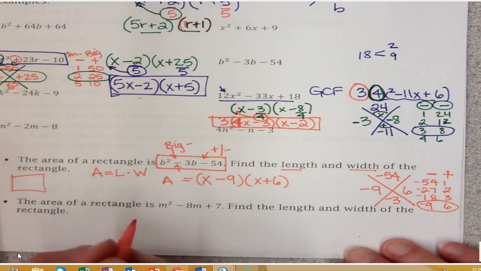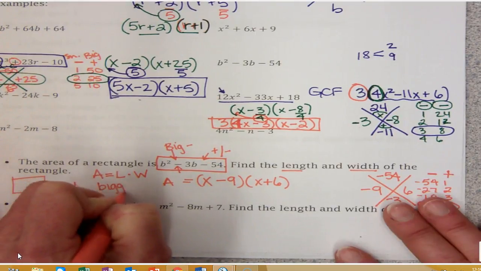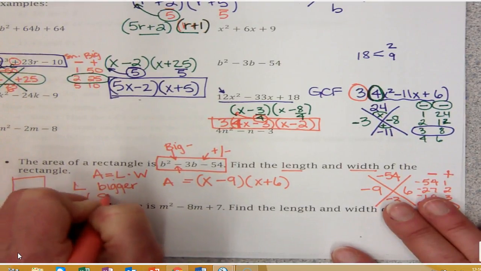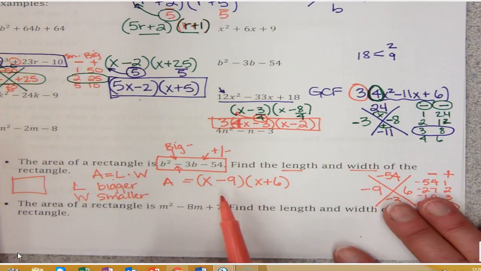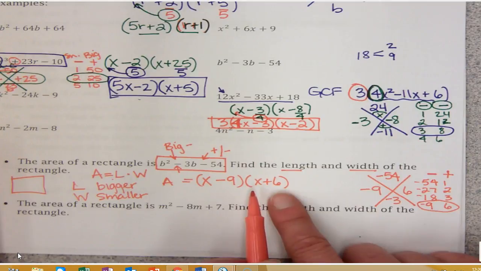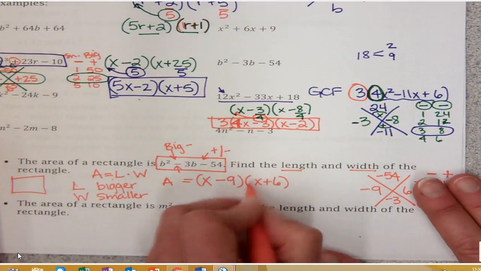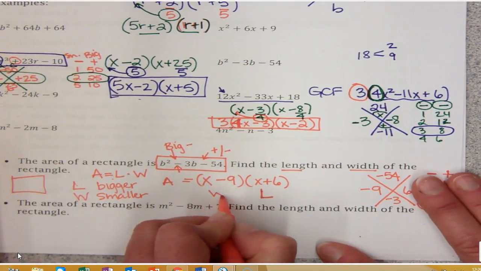However, which one's the length and which one's the width? Well, we know that length is bigger in a rectangle and width is smaller. Which of these numbers would be bigger, which would be smaller? Well, let's just throw a random number in for x. If x was 20, 20 minus 9 would give us 11. 20 plus 6 would give us 26. So anytime you're adding something to x, you're going to have this be your bigger, this one be your smaller.